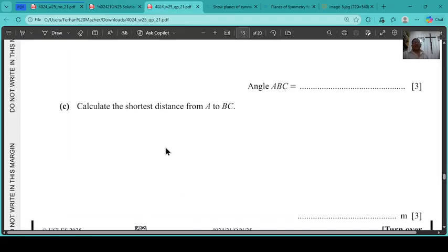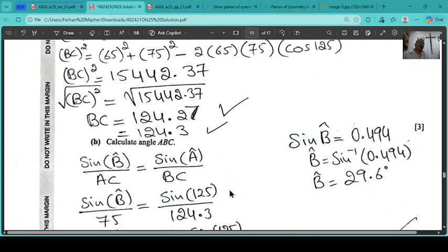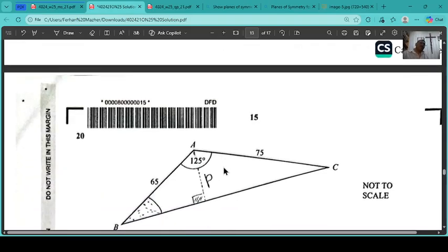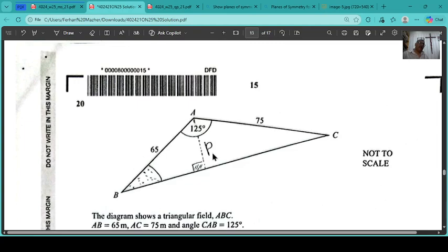Then the question is to calculate the shortest distance from A to BC. Let me tell you, the shortest distance from the point A to the BC side is this dotted line, which is coming from A and is perpendicular to the BC side. So this is the shortest distance from A to BC. It makes a 90-degree angle. Let me call this point P. I want to find out this.